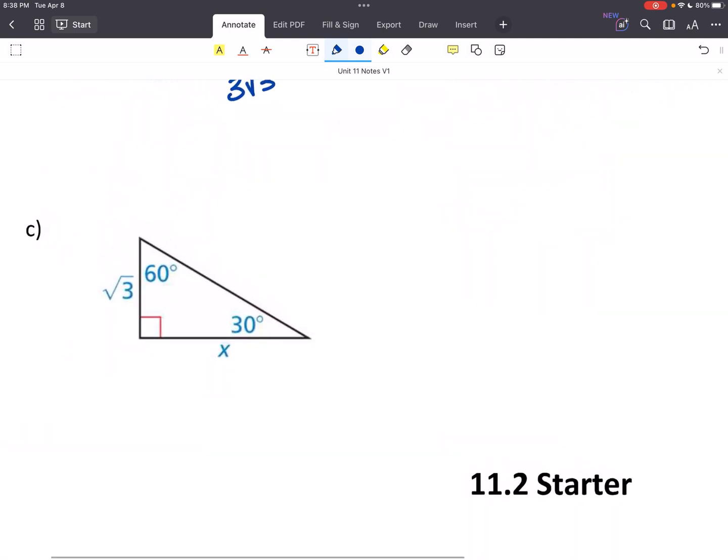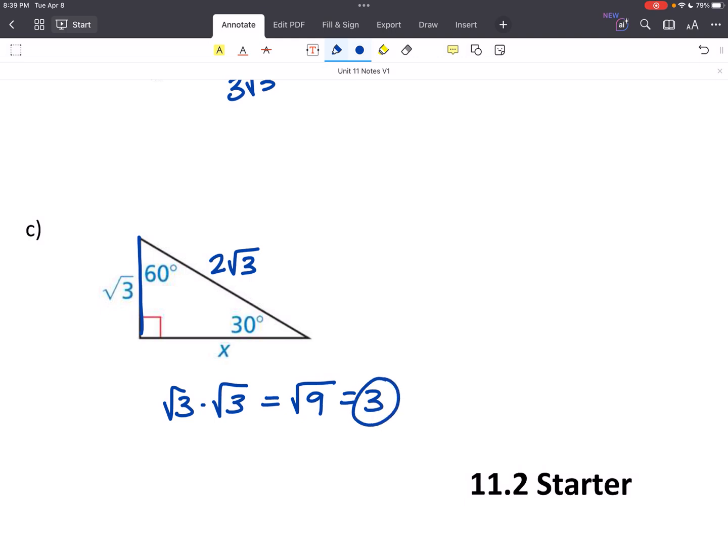Okay, this one. My short side is the square root of 3. To get to the hypotenuse, we multiply that by 2, which means we just put a 2 in front of it. And then we're going to multiply by the square root of 3 to get to x. So we have the square root of 3 times the square root of 3, and we get the square root of 9. And the square root of 9 is just 3. So the length of this is 3.